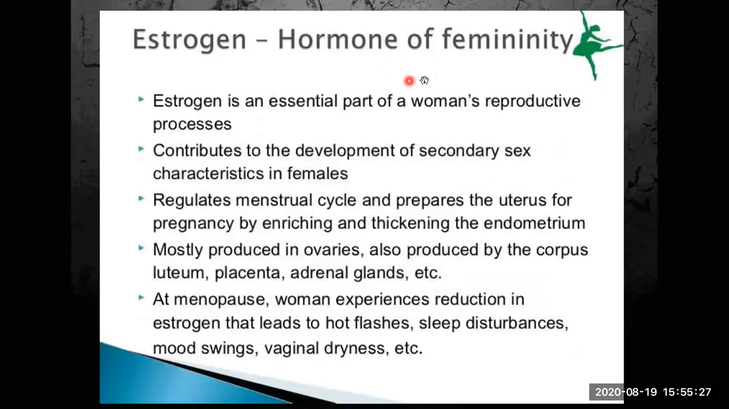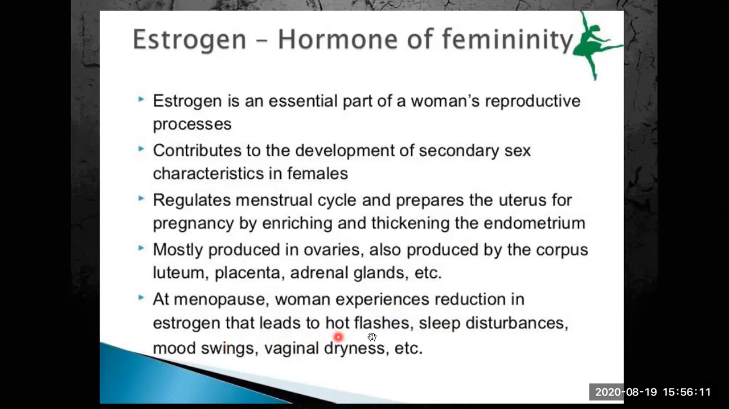Estrogen is the hormone of femininity, and it is an essential part. It contributes to the development of secondary sex characteristics. It regulates the menstrual cycle and prepares the uterus for pregnancy by causing thickening of the endometrium. It maintains the thickness of the inner wall of the uterus so that the placenta can develop. The placenta is the tissue that develops between mother and fetus to carry out the exchange of nutrients, waste and oxygen.